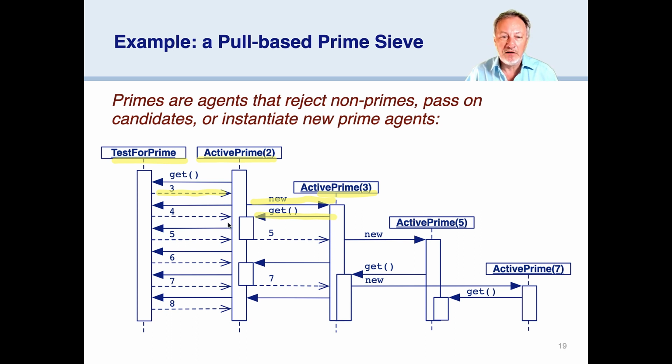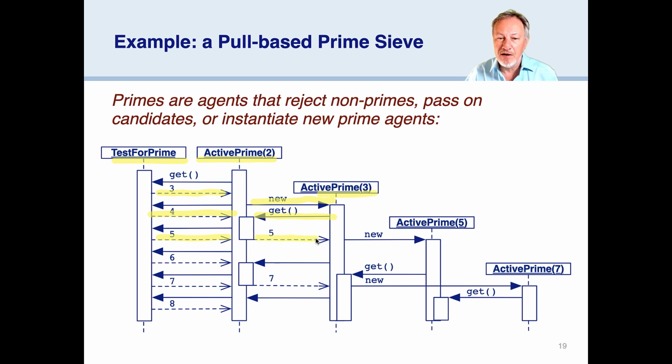waiting. Active prime 2 asks test for prime for a new number, gets the number 4, says, oh no, 4 is divisible by 2. I'll just throw that away. Give me another number. So it gets the number 5, says, oh, number 5, it's not divisible by 2. Is it bigger than 4? Oh, yes, it is. Maybe it's prime, maybe it isn't. I don't know. I'll pass it on to the next prime in the series.